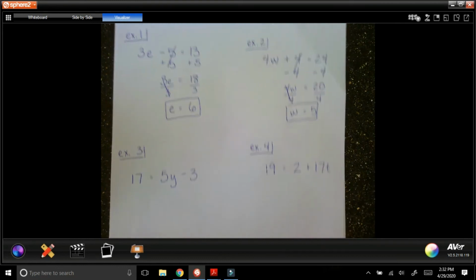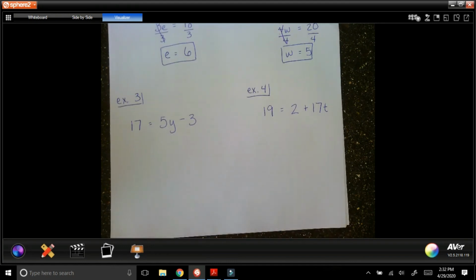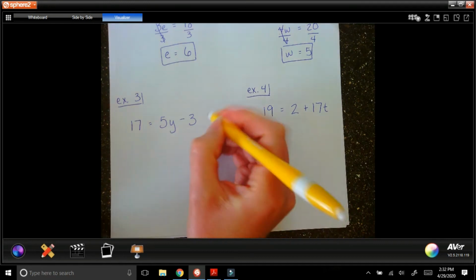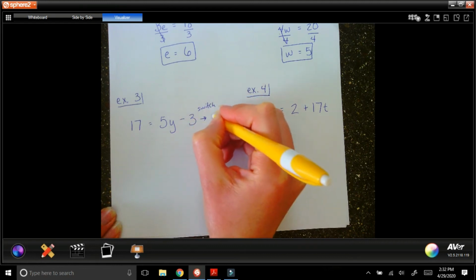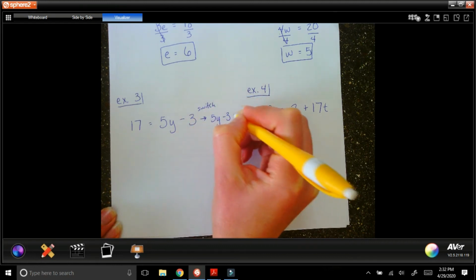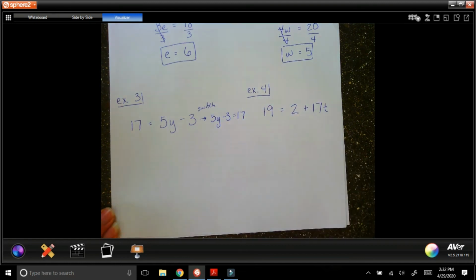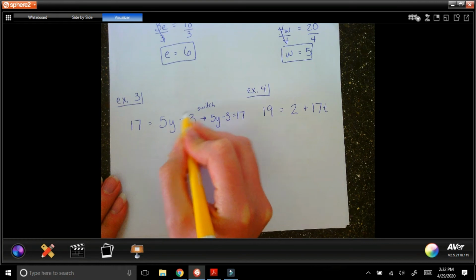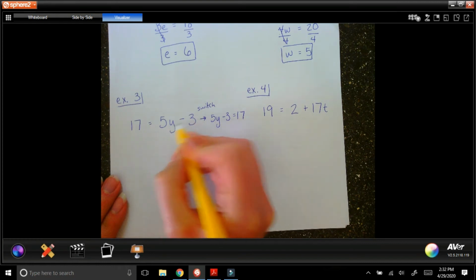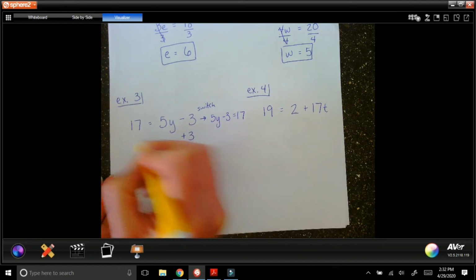For the next two, the variable is on the right side of the equation instead of the left side of the equation. That's okay. If you want, you could switch this around and rewrite it as 5y minus 3 equals 17. I've known students it's helpful for them to have that switched around. You can if you want to, but you don't have to. What you would notice here is that you're subtracting 3 from a variable. So you're going to add 3 to both sides.